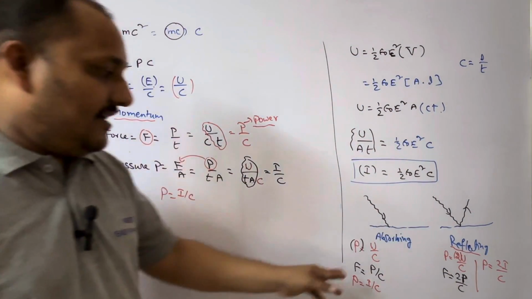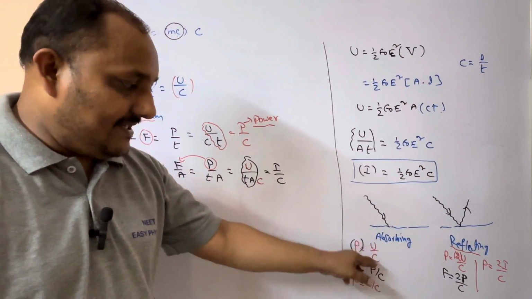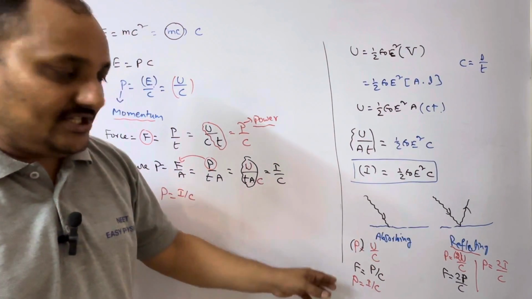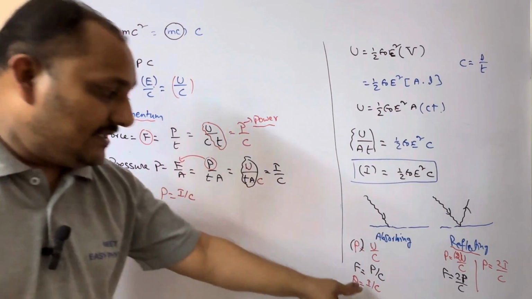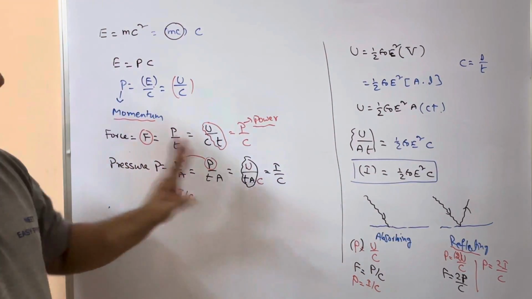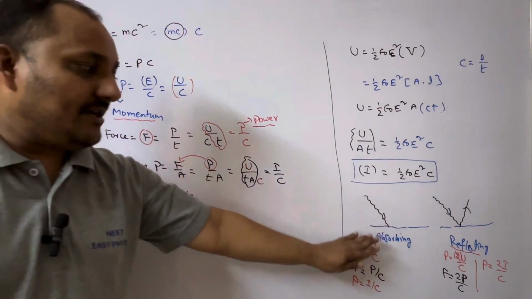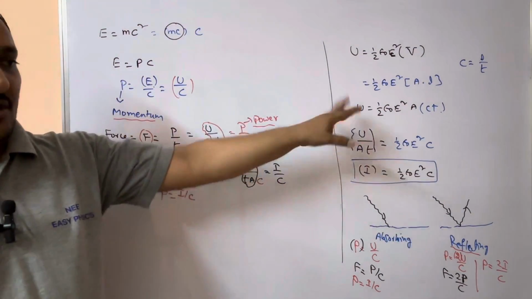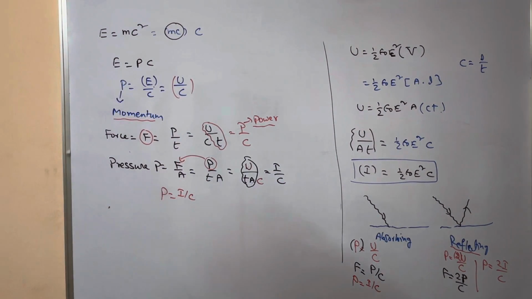In the denominator we see the c's are there, and only the numerator is changing. One is U by c, energy by velocity of light. So this P is power, and this P is pressure. Without getting confused, you have to remember this very carefully. This is about absorbing and reflecting surfaces. They may ask this in dual nature of matter also: what is the momentum whenever light or EM wave is incident on an absorbing and reflecting surface.